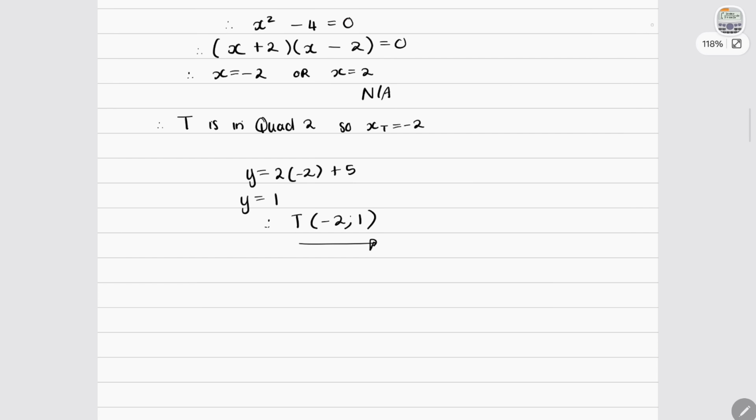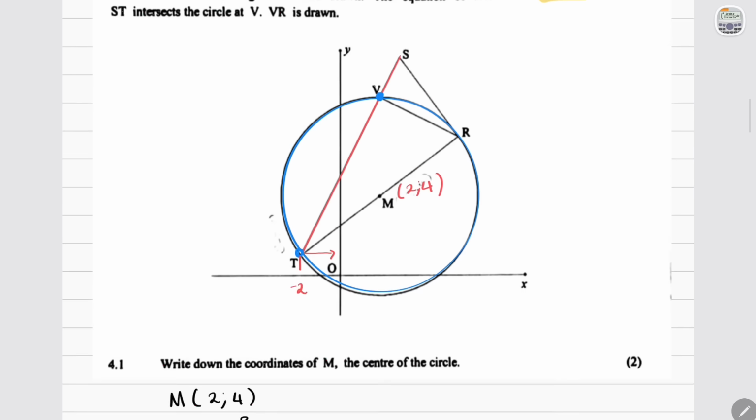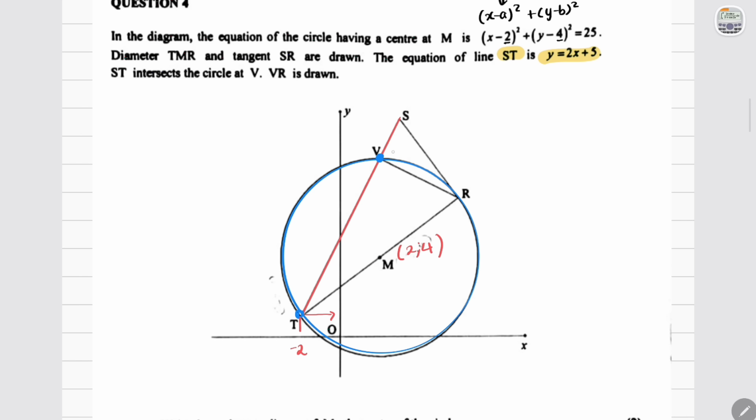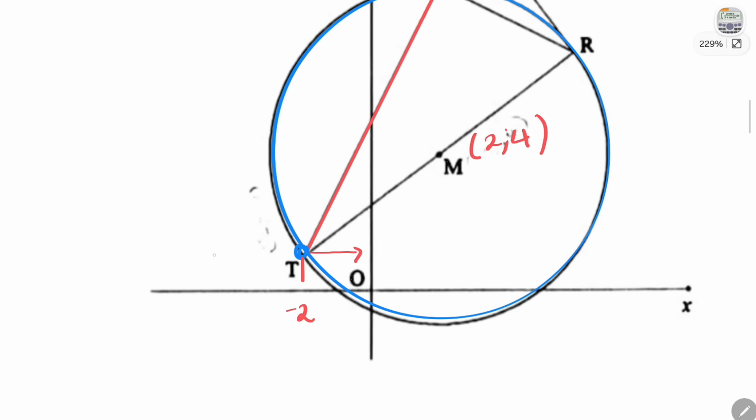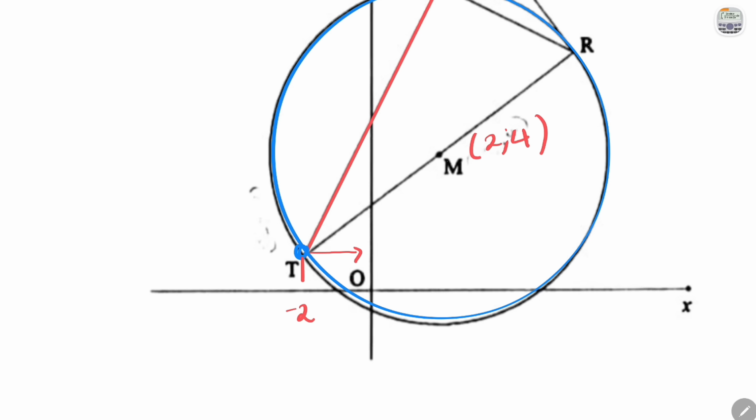Moving on to the next question. Question 4.3 says, write down the coordinates of V. So where is V? V is the second point. You see that that line had 2 points of intersection, the T and the V. So V is the other one. So T was negative 2 and 1, so we'll just put that down there. This is negative 2 and 1.